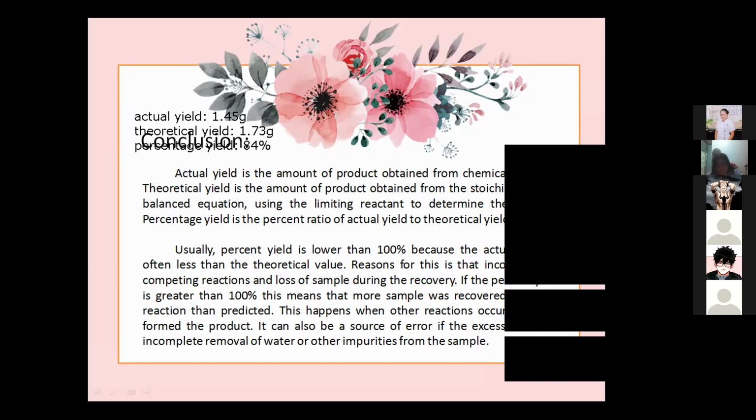So our actual yield is 1.45 grams, then the theoretical yield is 1.73 grams, then the percentage yield is 84%. It says here that our percentage yield should not be above 100%. So, check, it is 84%.